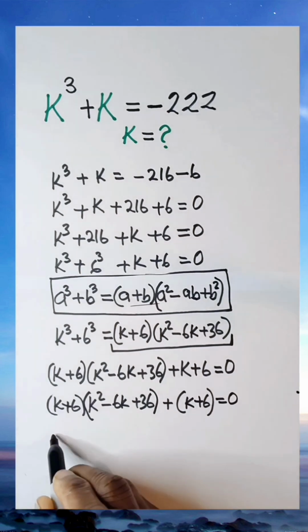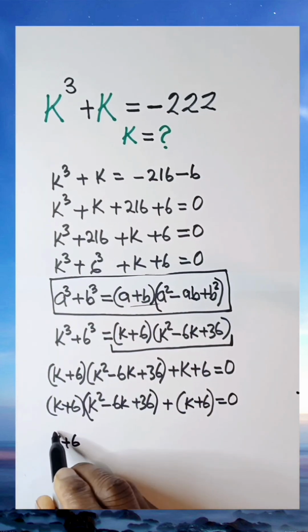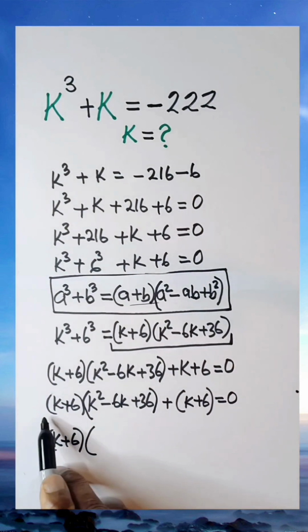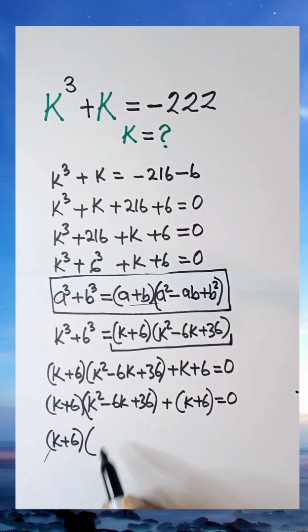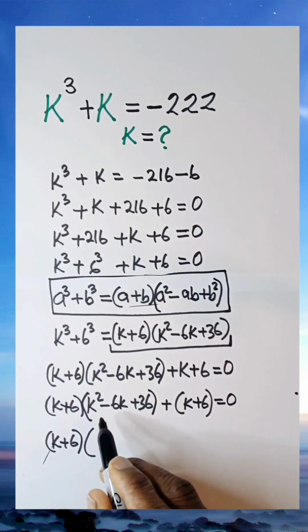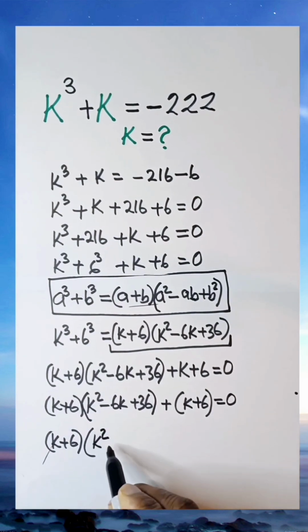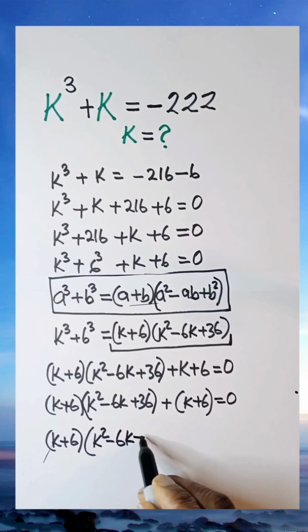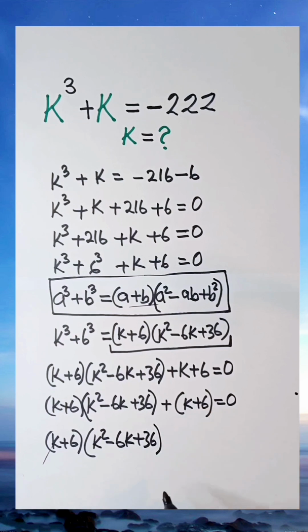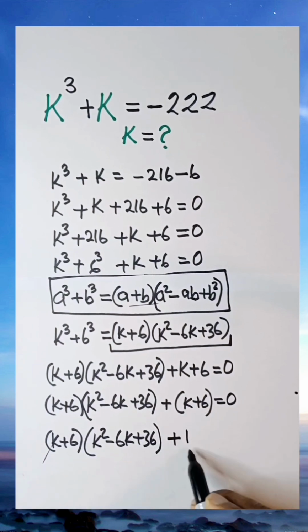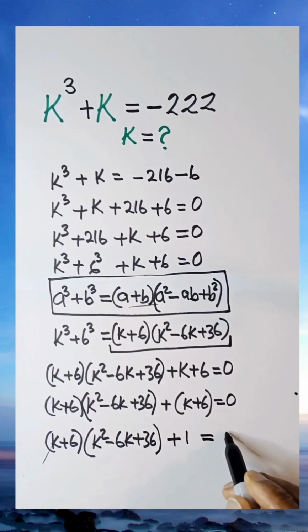Okay, so we have k plus 6, this expression divided by k plus 6. K plus 6 will cancel with k plus 6. We will have the quadratic expression left. So we will have k squared minus 6k plus 36. And k plus 6 divided by k plus 6, that is going to give us 1. We will have plus 1. And this is equal to 0.